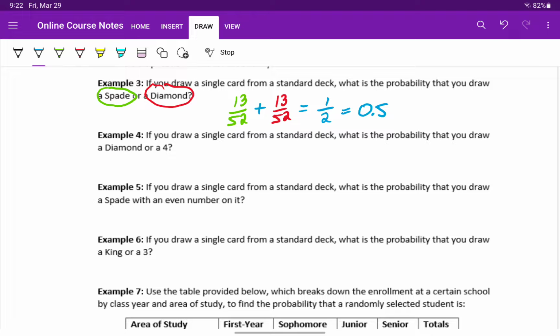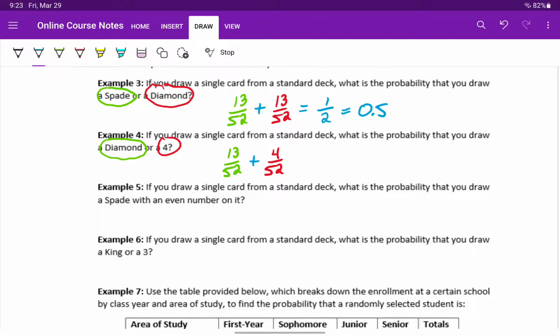In example 4, if you draw a single card, again from a standard deck, what's the probability that you draw a diamond or a 4? These two events are not mutually exclusive because there's a 4 of diamonds, so there's an outcome that occurs in both events. But to start, we'll take an approach that looks similar to what we did in example 3. We'll find the probability of selecting a diamond, so that's 13 out of 52. And then we'll add the probability of drawing a 4. We have 4 different suits, so there are 4 different 4s that we could draw.